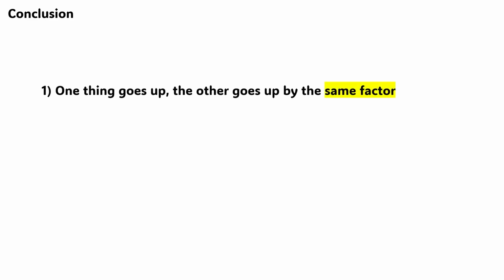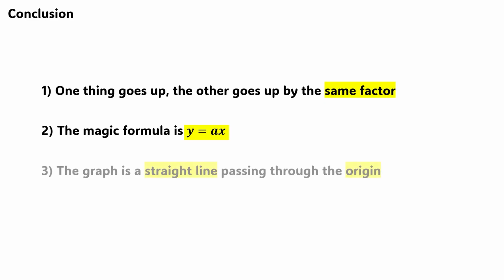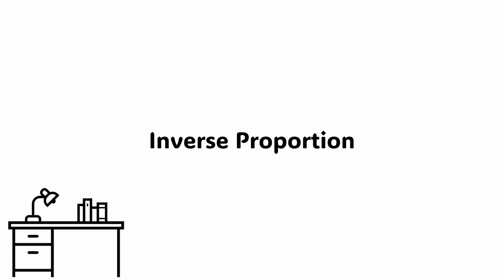Alright, let's recap. Three key things to remember about direct proportion. First, when one thing goes up, the other goes up by the same factor. Second, the magic formula is y equals ax. Third, the graph is a straight line passing through the origin. Great job today! You've just unlocked a fundamental concept in math.